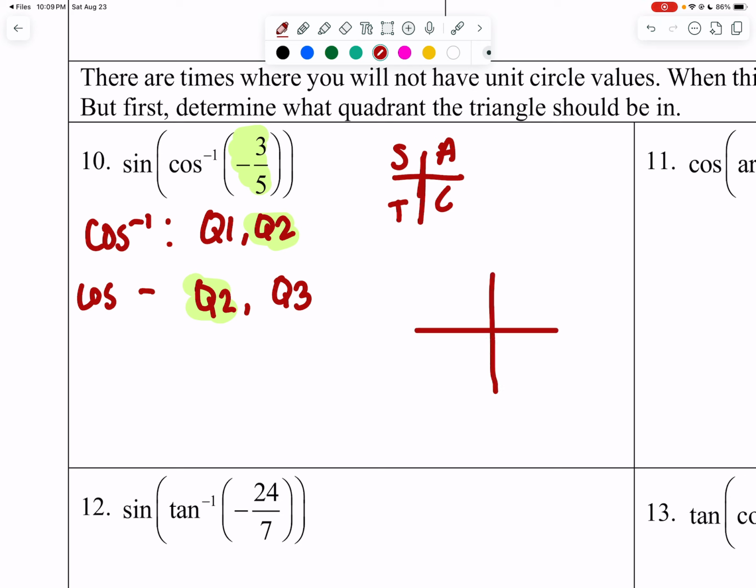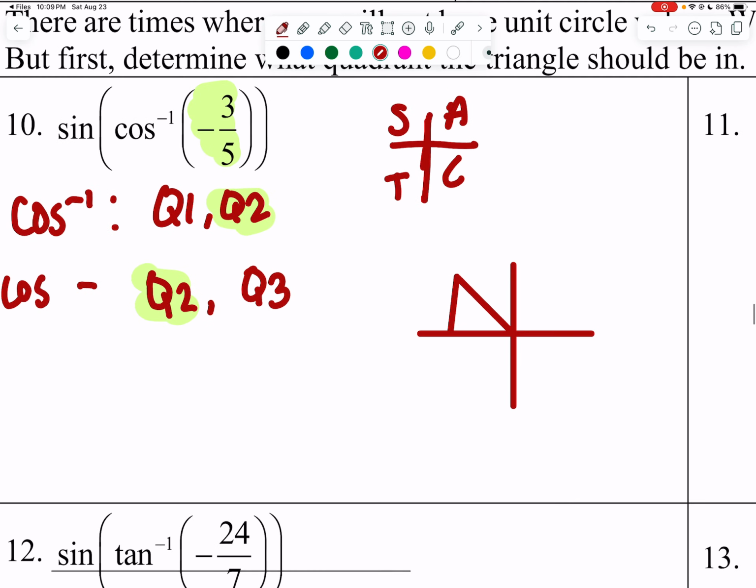Now, the reason why it's important for us to do that is because I don't know where this negative is, because it could be -3 or it could be -5. But that's why I'm making this triangle. This is going to tell me that the base here is going to be negative. All right, I'm going to make my theta right here. And for cosine, it's going to be adjacent over hypotenuse. So we have adjacent, and then we have my hypotenuse.